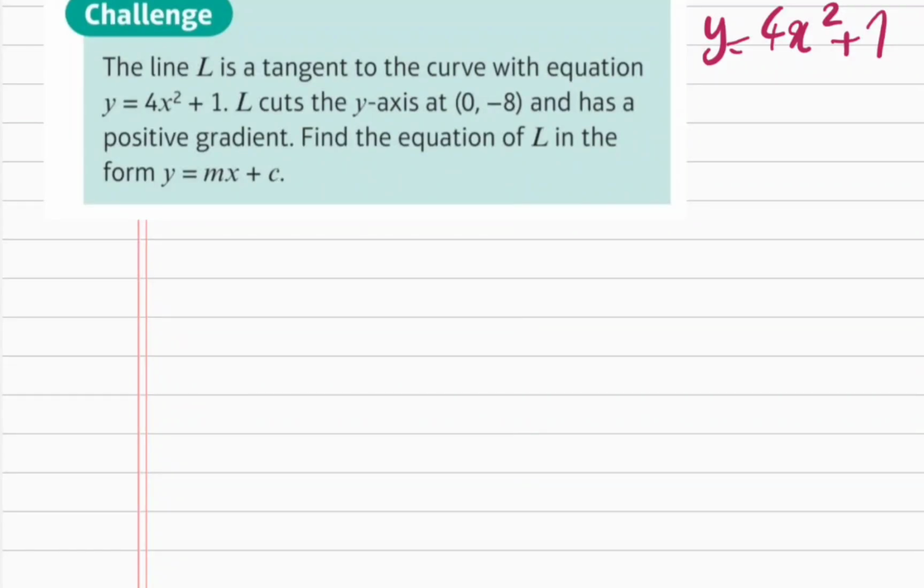Hi everyone, this video is on the challenge question of exercise 12F. The line L is a tangent to the curve with equation y is equal to 4x squared plus 1, and L cuts the y-axis at (0, -8). And it has a positive gradient. Find the equation of L in the form y is equal to mx plus c.